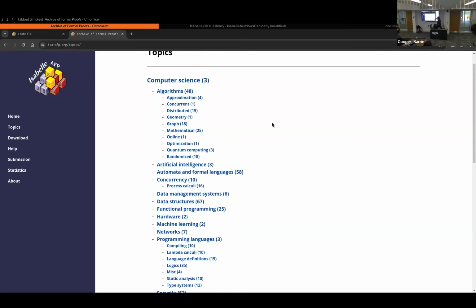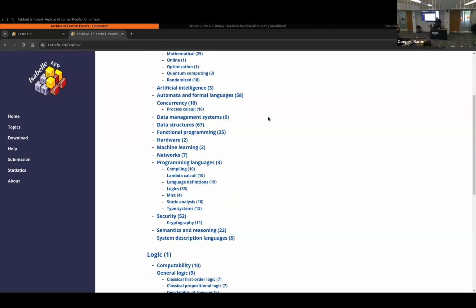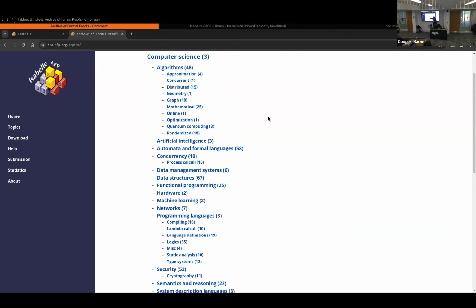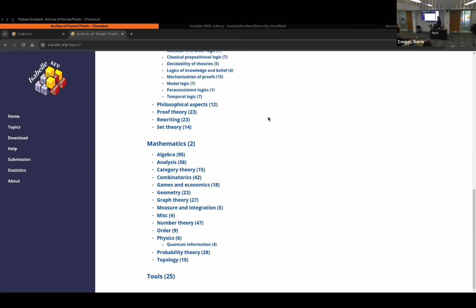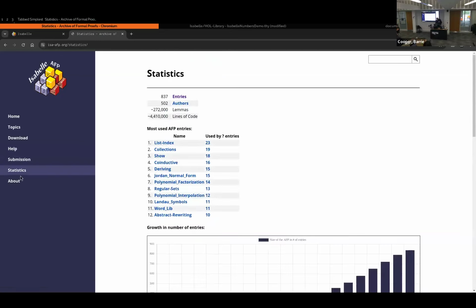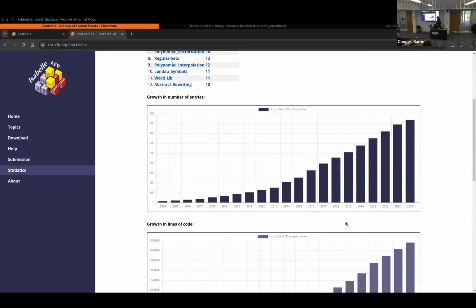I don't want to go through everything here, but you can see there are different computer science topics, and the numbers give you an idea about the number of entries that are available. There are many more computer science topics, like programming languages and security topics, being formalized, but there is also quite a lot of mathematics available here, both more traditional and more recent developments in mathematics. And if we look at the statistics, the growth in the number of lines, a kind of proxy for the popularity, is pretty constant.